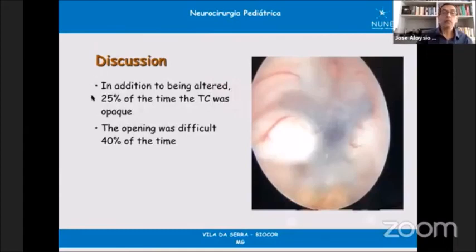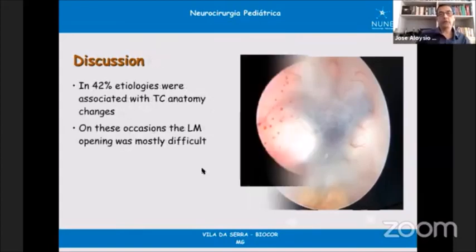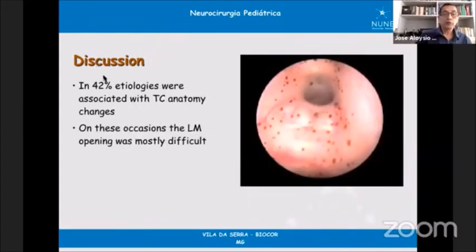And in 25% of cases, it will be opaque. And the opening of the tuber cinereum will be difficult in 40% of all our surgeries. So pay attention to the data. In 42% of all cases, etiologies will be associated with a change in tuber cinereum anatomy. And on these occasions, opening the Liliequist membrane will be most difficult.